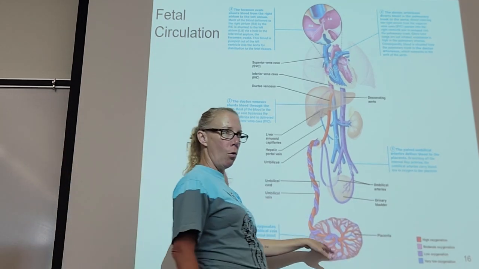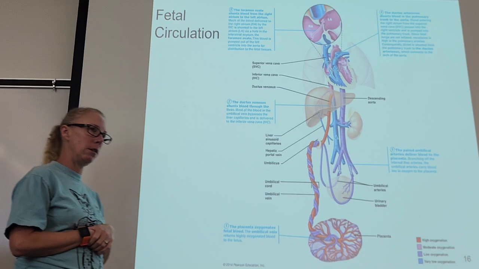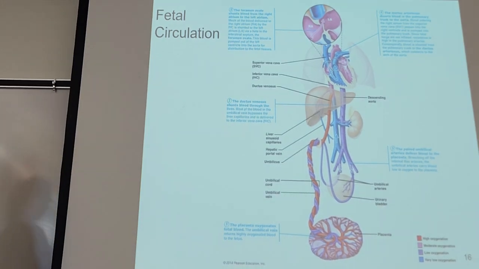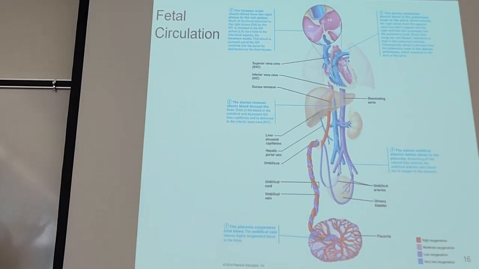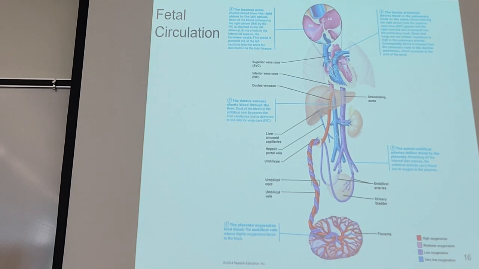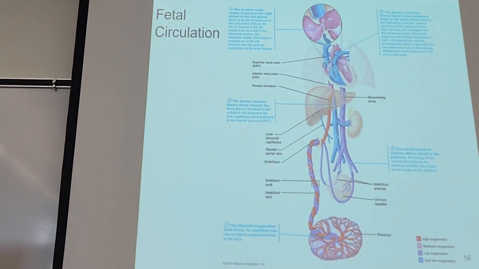So the main organ of gas exchange for a fetus is going to be the placenta. That's why they call the placenta an afterbirth, because it's typically quite a large structure, because that's the main organ of gas exchange for the fetus.